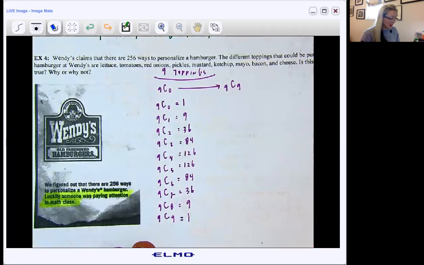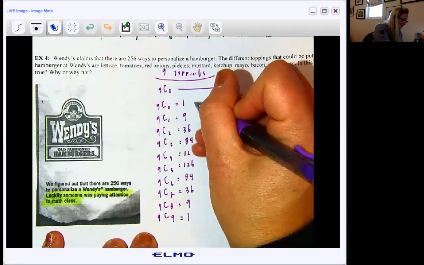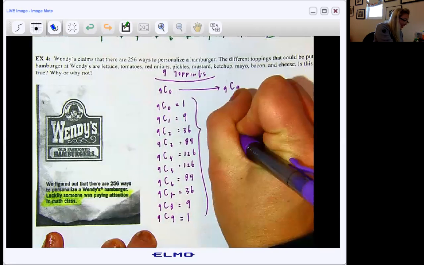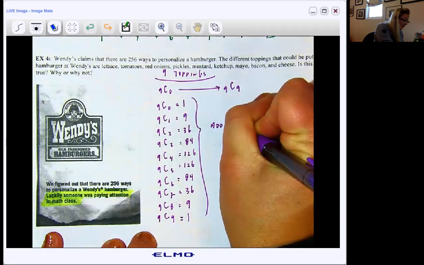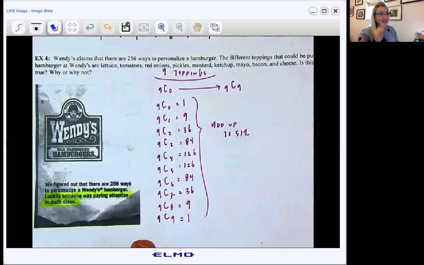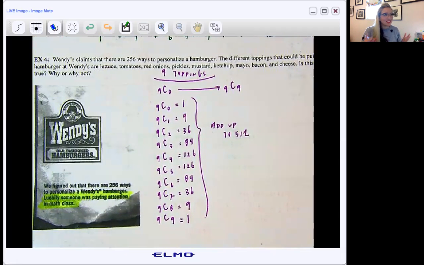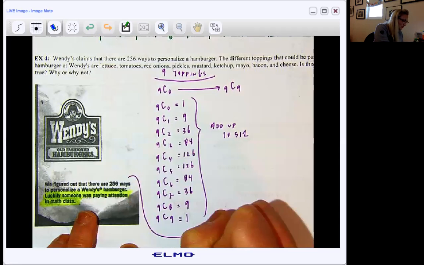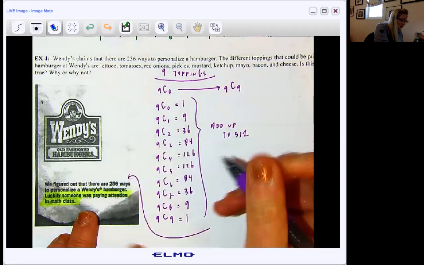There's my numerical palindrome. So if I add these up, they add up to 512, not 256. So Wendy's thought they were being all sassy, right? Showing off. Someone was paying attention to math class, and they even sold themselves short, right? They gave half the actual amount of options, right? So that calculation that they did, they were really calculating with 8 toppings. This is what would have been true if it was 8 toppings, but not 9.